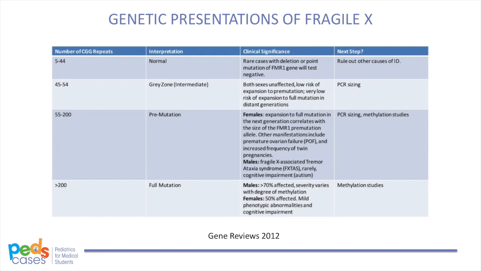Wow, our patient had 240. That means he has the full mutation and the disease. Unfortunately, that's right. You got the diagnosis right. His mother has the pre-mutation as well. Why do all of this? Why not just have Fragile X be a clinical diagnosis?